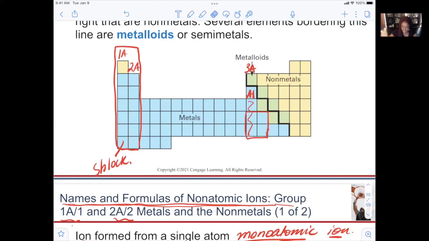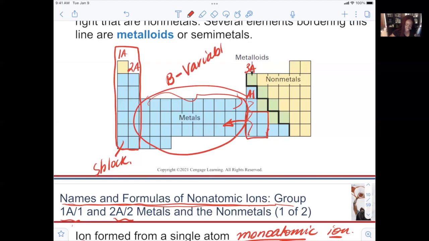Now, we do have other metals down here. These four metals down here behave like metals in the B group, okay? Remember, these are called B because the group numbers are essentially labeled 1B, 2B, 3B, all the way to 8B. And remember, this group here is labeled B because they have variable charges, as in different charges, while the A metals have fixed charges.